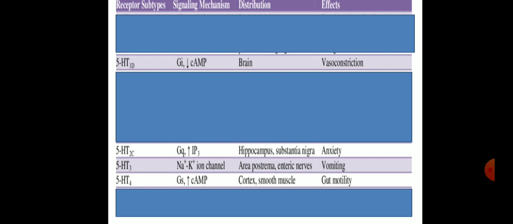Once again, remember this: 5-HT1D causes vasoconstriction; 5-HT2C is related to or may cause anxiety; 5-HT3 results in drug-induced vomiting; 5-HT4 results in increased gut motility. If you remember these physiological actions, then understanding their pharmacological actions and usage in disease is very easy.